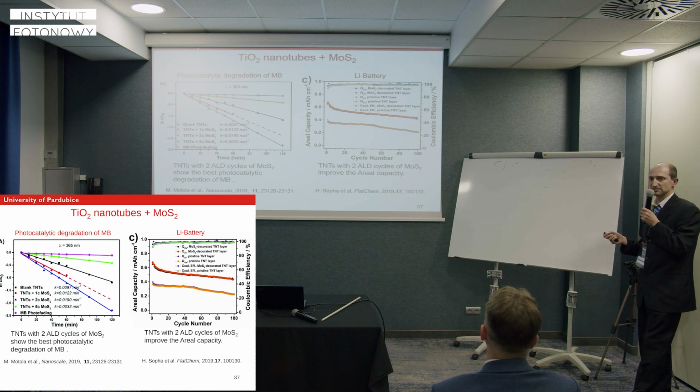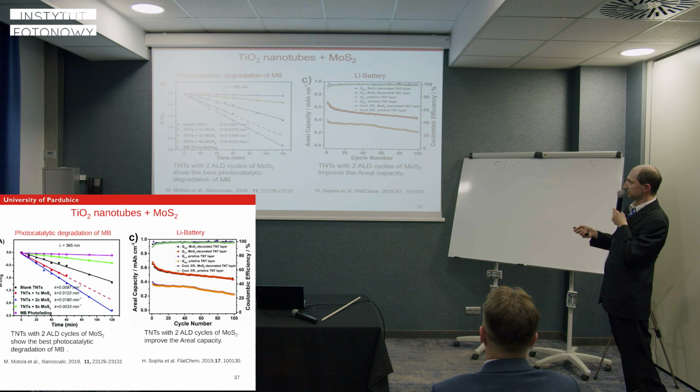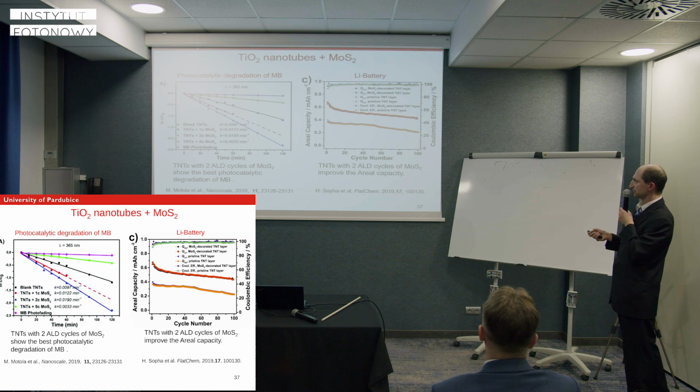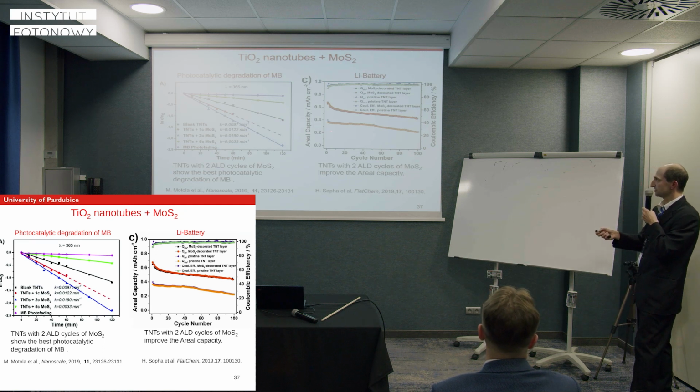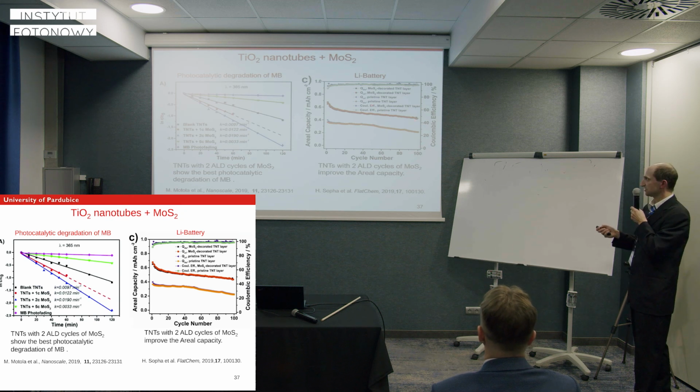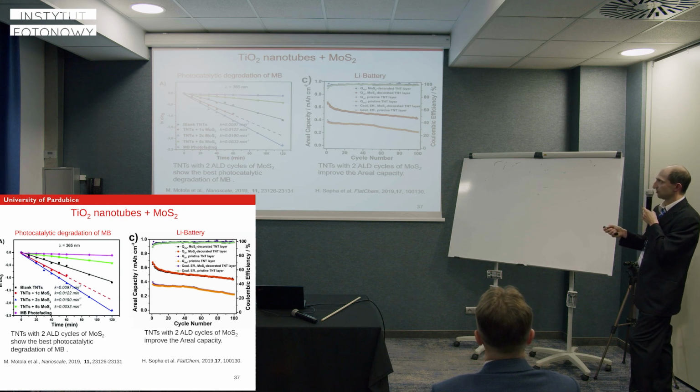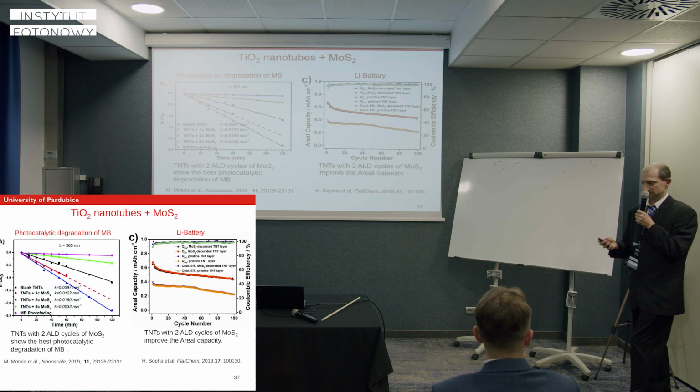Also, this structure can be used in lithium batteries, for example. This is also a case study. And so here you can see areal capacity versus number of cycles. This is the pristine nanotubes. And this is decorated with molybdenum disulfide. You can see that it's quite stable and also improved a little bit.